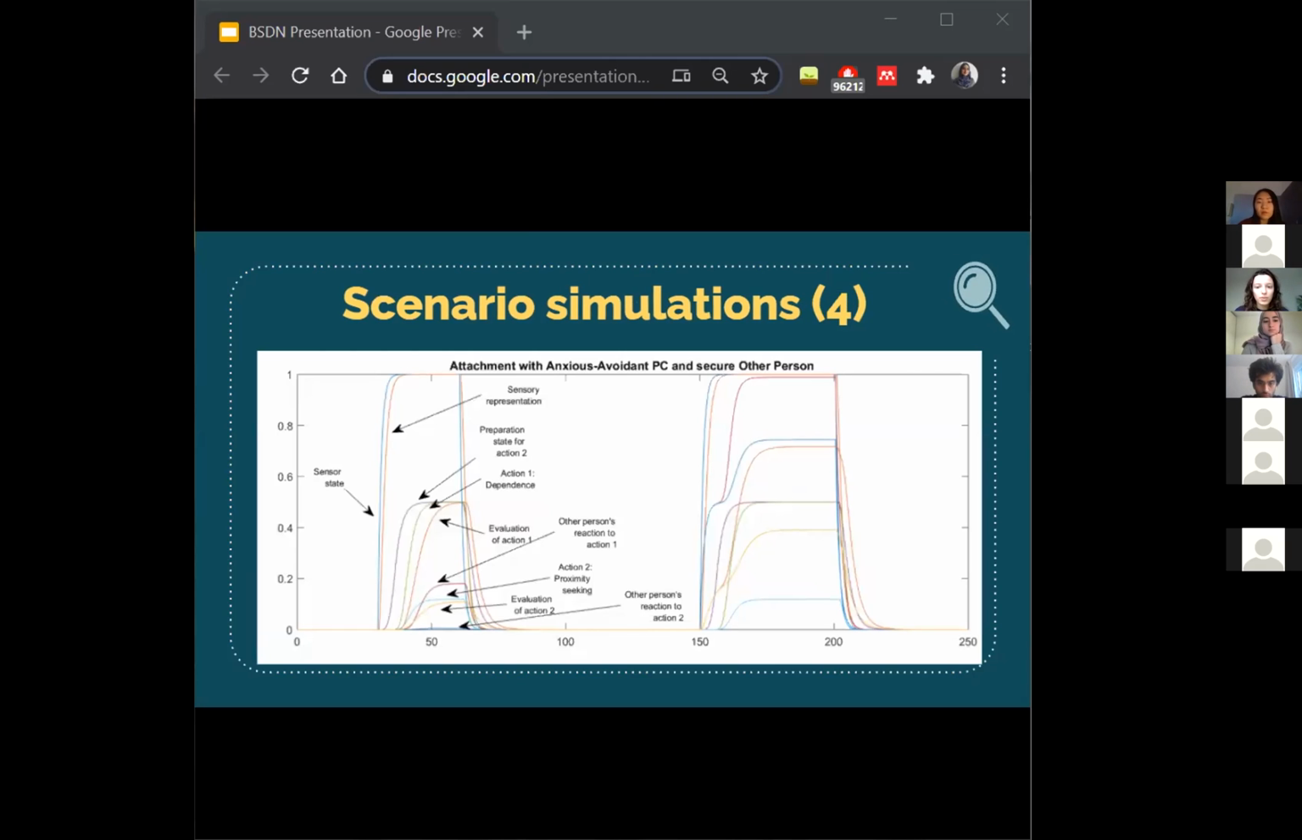And just like we did for the secure attachment, we'll also take a closer look at the actions in this scenario. And we see that action 1, where the level of dependence still reaches the balance range of 0.5, even with the input of an insensitive and rejecting parent.